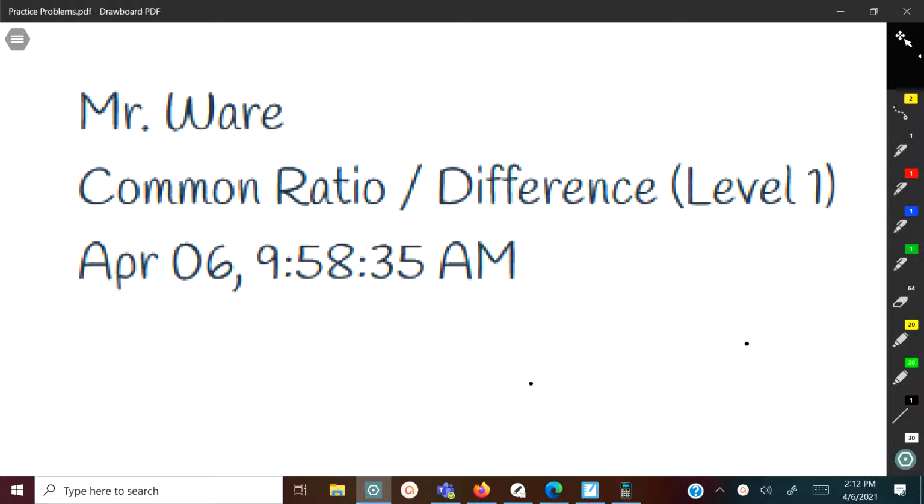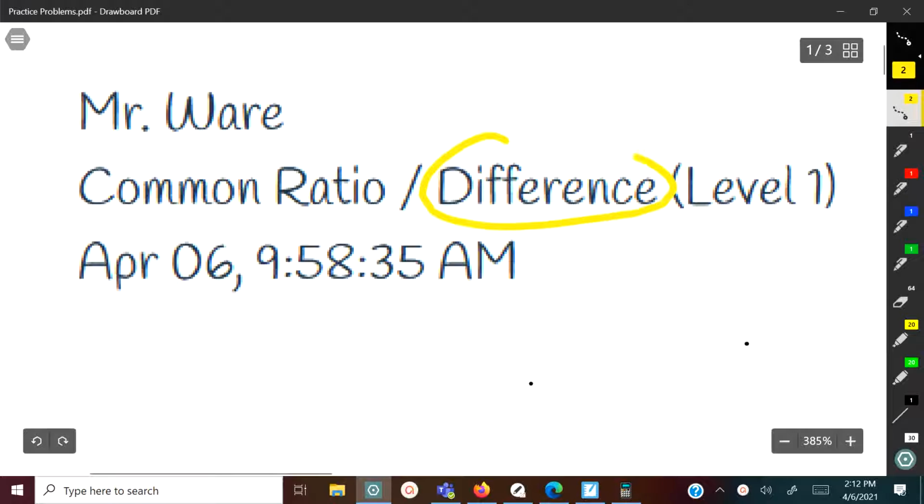Ware's videos, and today we're looking at common ratio slash difference. Now, really all we're looking at is just the difference. We're going to work with common difference today. So let me give you an example of what I'm talking about.